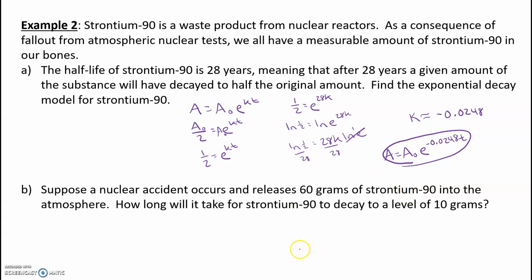Now we're going to use our formula. So we want it to get down to 10 grams, and we started at 60. We want to know how long it's going to take. So we're going to divide both sides by 60. We get 1/6 over here.